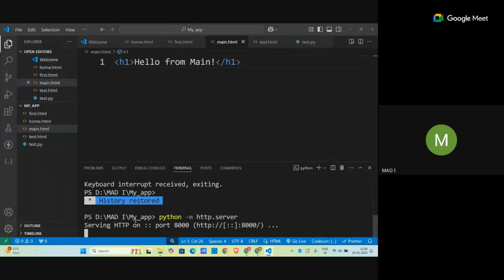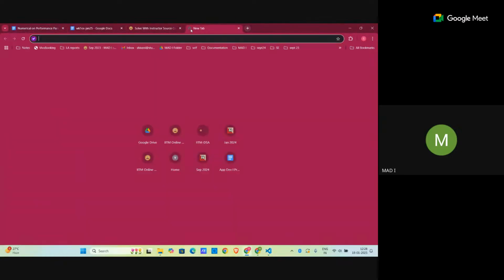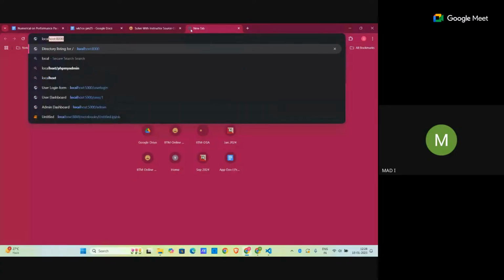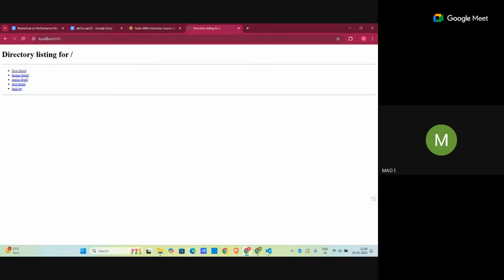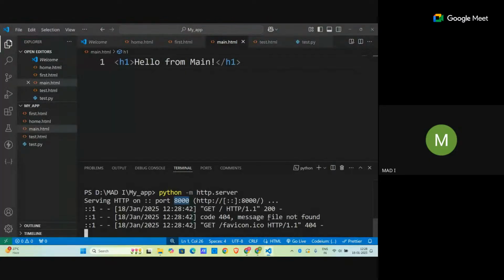Okay. And you will see this server is available on port 8000. Now, if I go to this port and hit enter, I will get the directory listing for all the files. So what are the files that I have in that folder? First.html, home.html, main.html, taste.html, taste.py. So if we have created this Python server and there is no index file in my directory, it will give the directory listing for all the files.